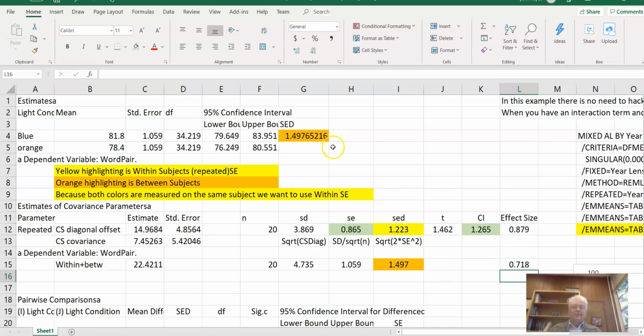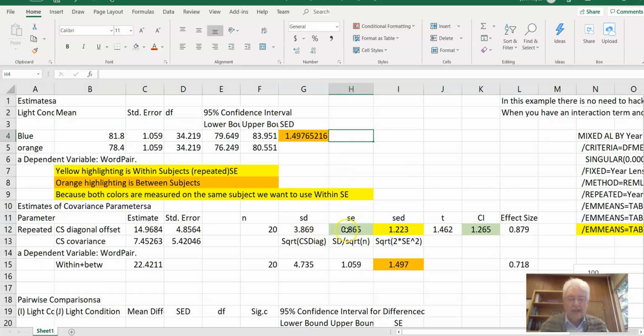Now, we want just the within subjects. We don't want to use the between. So when you have done your analysis and you get this nice thing lined up here with estimates, don't come over here and use these standard errors to compute your confidence interval. That's a mistake commonly made. We don't want to do that.